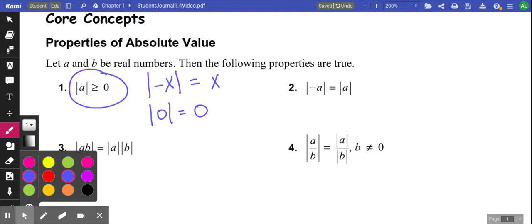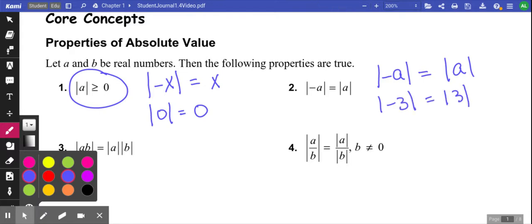We've got the absolute value of the negative version of a number is equal to the absolute value of the positive version. Think about that in numbers. The absolute value of -3 is the same as the absolute value of 3. That makes sense, right? Because they're both equal to 3.